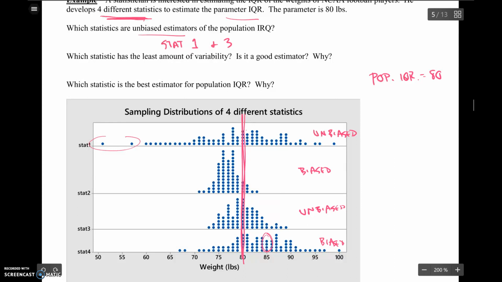Which statistic has the least amount of variability? Least amount of variability, that's going to be the smallest standard deviation. This one definitely has the smallest amount of variability. So stat 2. Is it a good estimator? No, because it's biased.